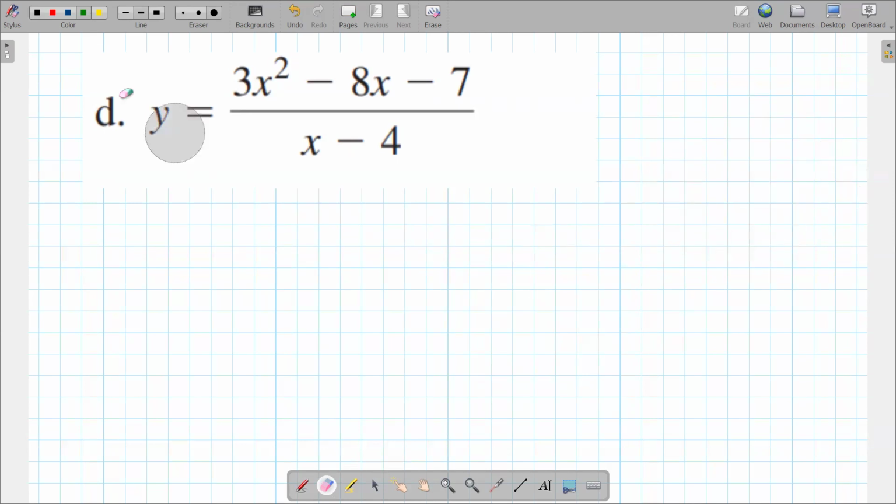So there's no hole in the curve, basically. Even if you could factor it, unless things canceled out, there's no hole. There's only going to be a hole if things cancel out. So this one is not even factorable. Let's not even worry about it.